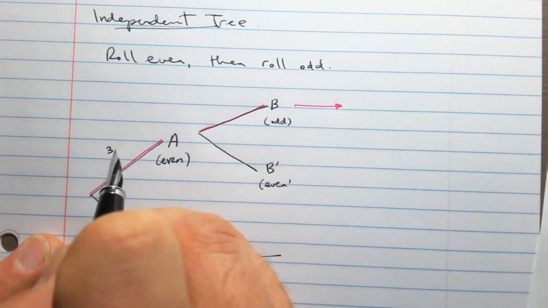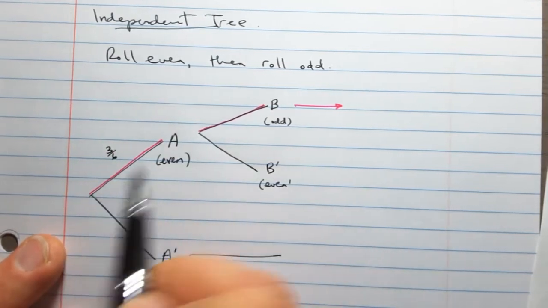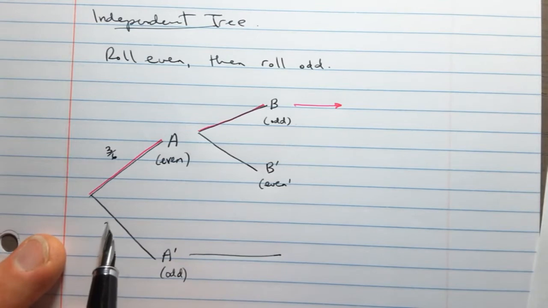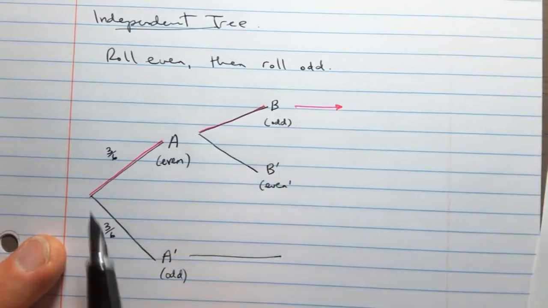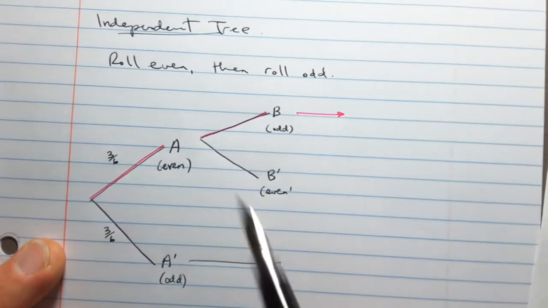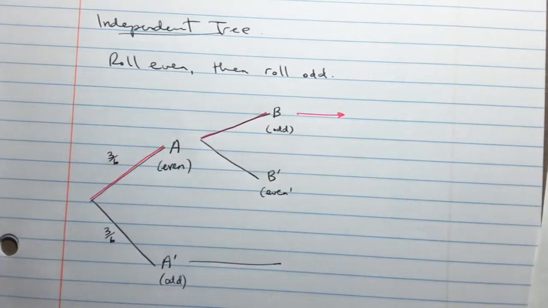That would be 3 out of 6, or 1/2. The chance of rolling an even number is 3/6. The chance of rolling an odd number is also 3/6. So I'm going to label both of those branches. And maybe I'll just, let's see, grab a color here.